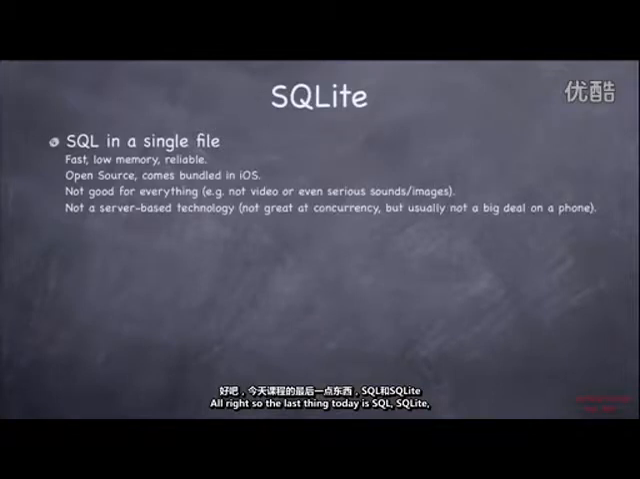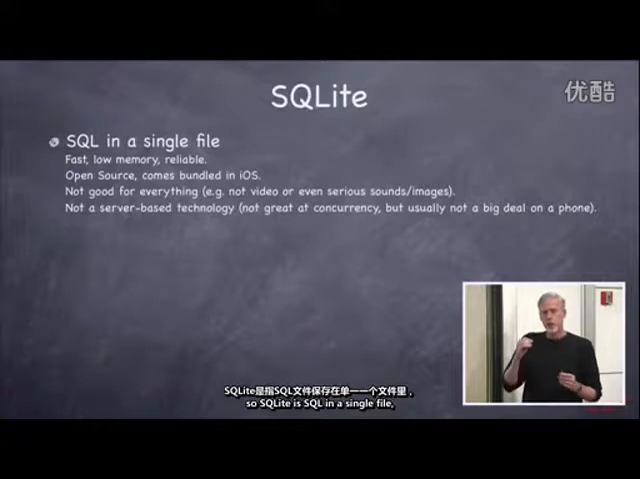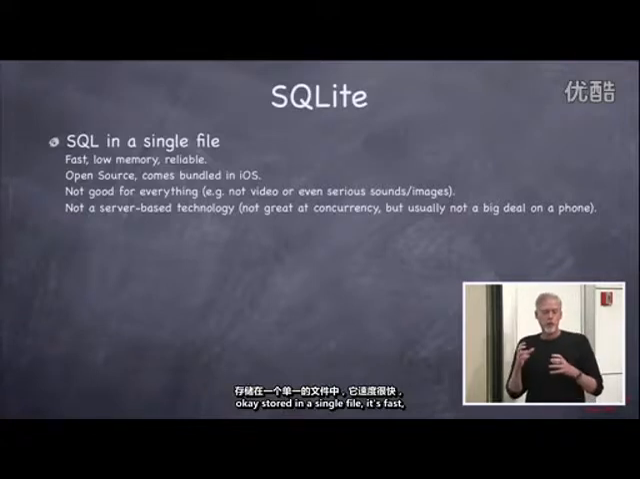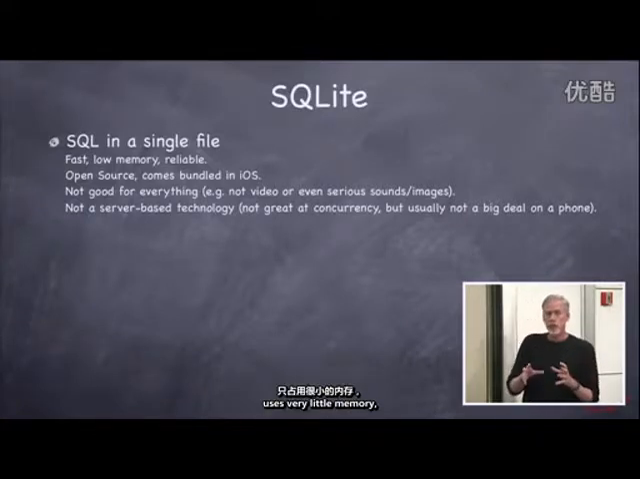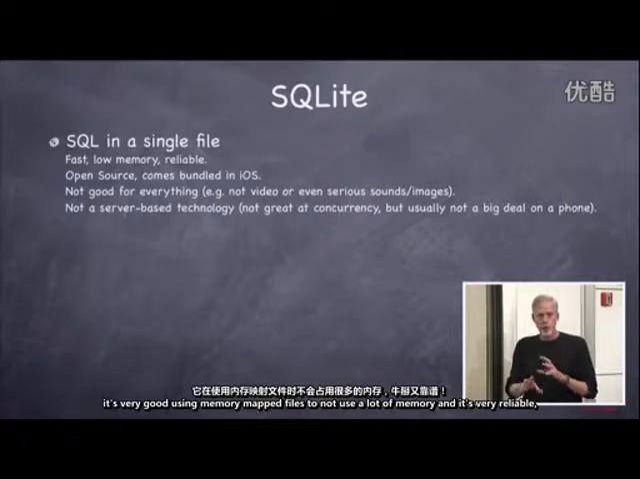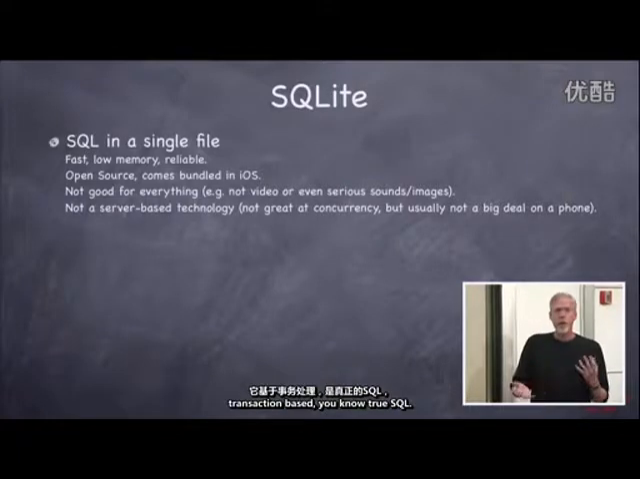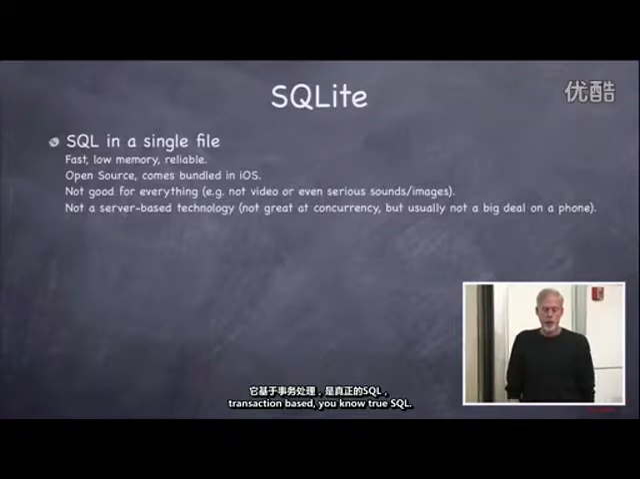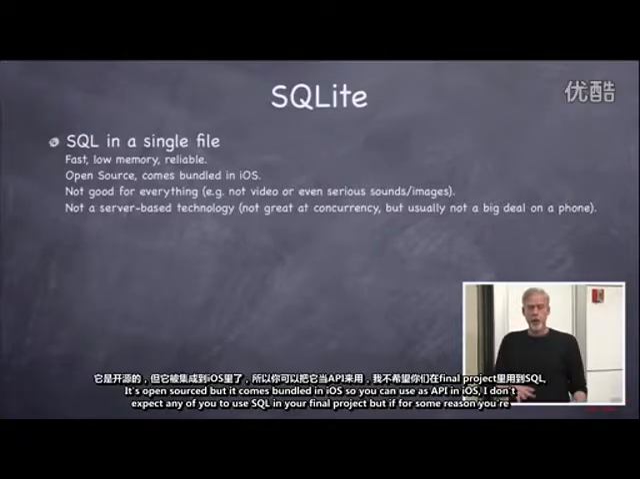All right, so the last thing today is SQL, SQLite. So SQLite is SQL in a single file, okay, stored in a single file. It's fast, it uses very little memory. It's very good at using memory mapped files to not use a lot of memory. And it's very reliable, transaction-based, true SQL. It's open source, but it comes bundled in iOS, so you can use this API in iOS.